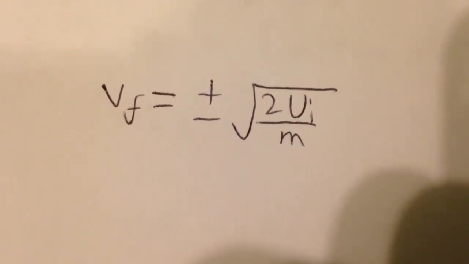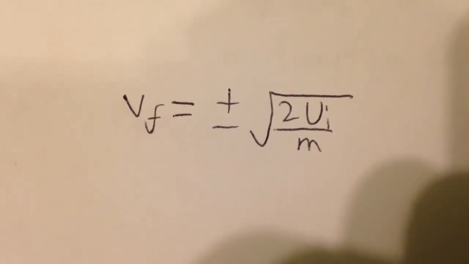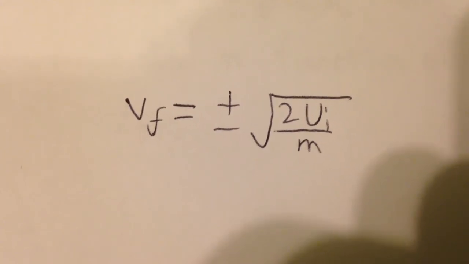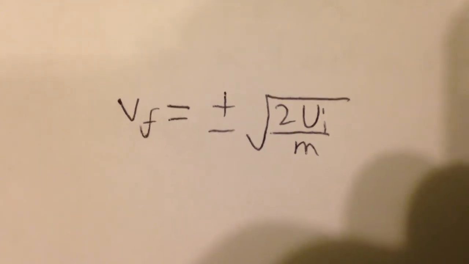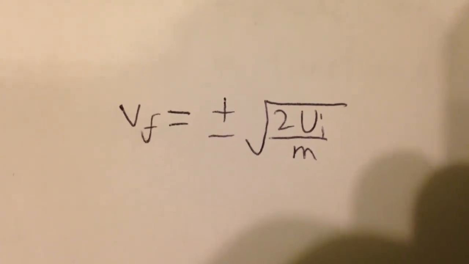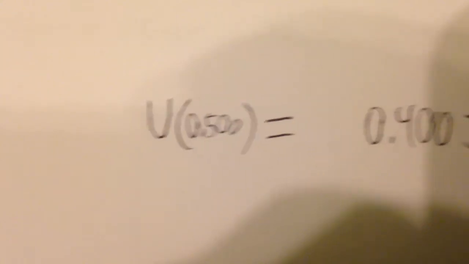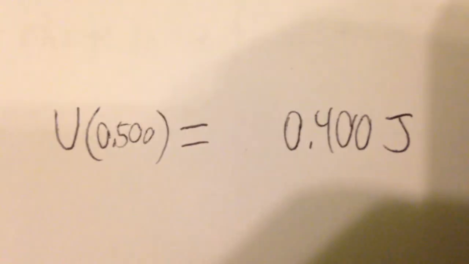So the final velocity is equal to plus or minus the square root of 2 times the initial potential energy divided by the mass. We can find the initial potential energy easily by merely plugging in 0.500 meters into the potential energy equation. So U of 0.500 meters is equal to 0.400 joules.